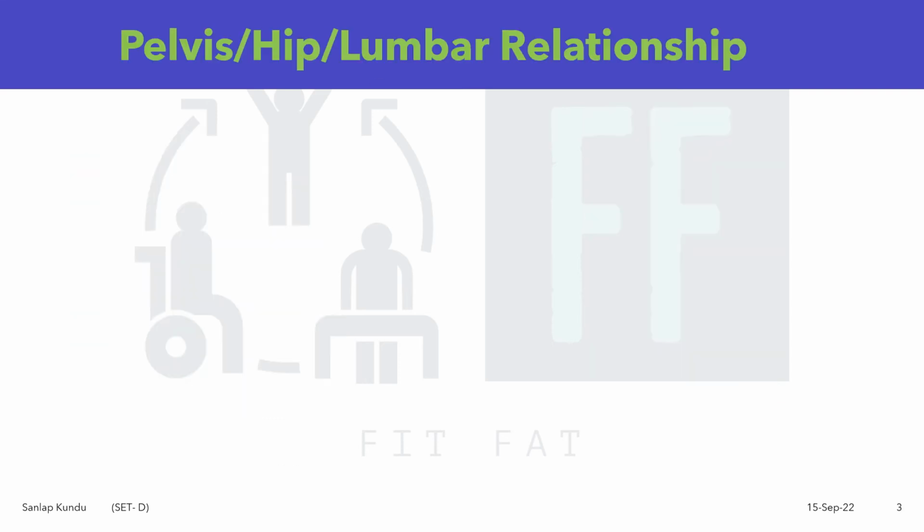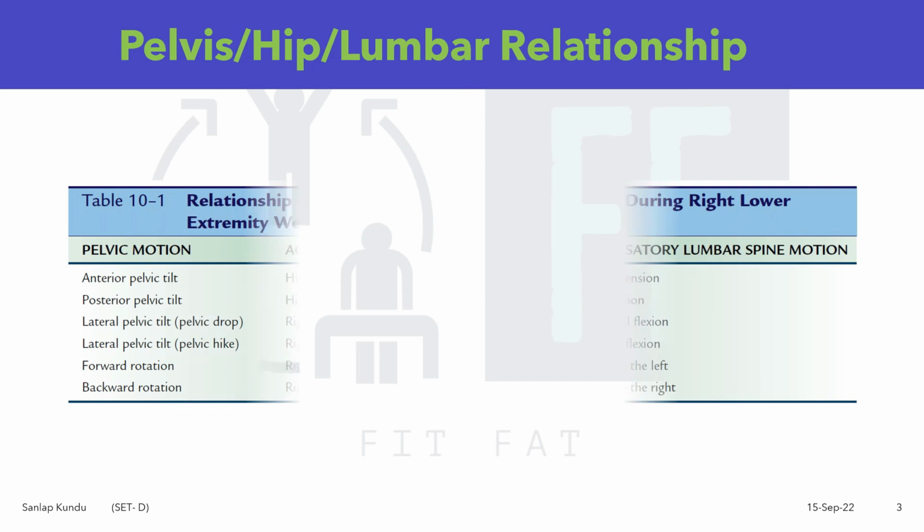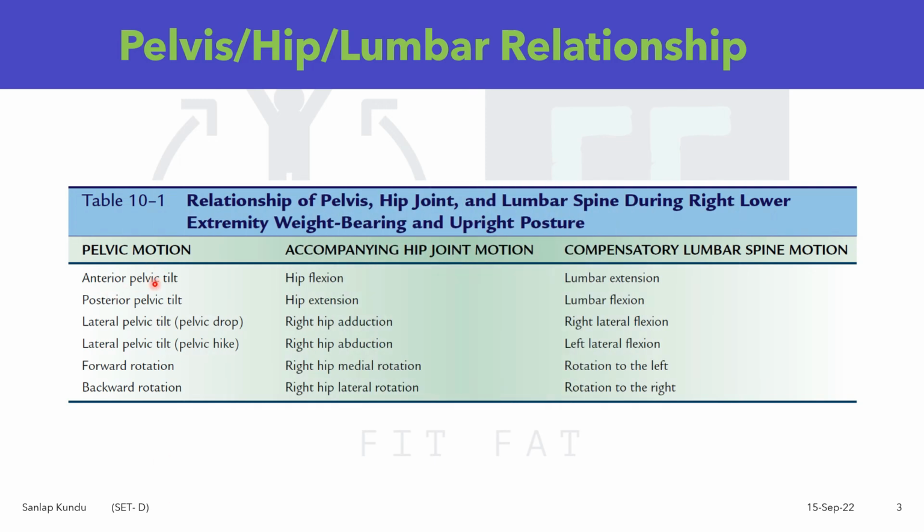To see the pelvis, hip and lumbar relationship, we can look at a chart. Here you can see that to produce the anterior pelvic tilt, there will be accompanying hip flexion and compensatory lumbar spine extension. Other than that, if a question comes on posterior pelvic tilt or lateral pelvic tilt or forward rotation, backward rotation, you can see the accompanying hip joint and the compensatory lumbar spine motion. So please take a screenshot of this chart because it will help you in solving other MCQs on other pelvic tilts.